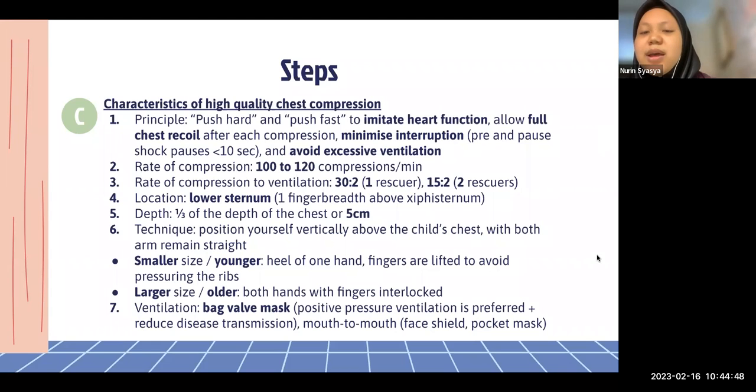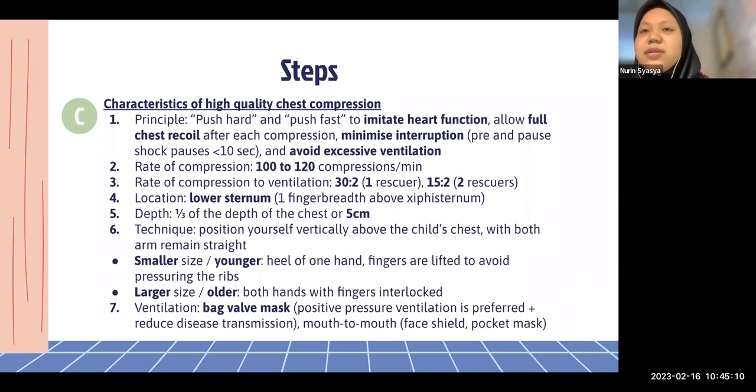did in adults. And then for ventilation, we may use a bag valve mask, which is much more preferred because according to the latest guideline, positive pressure ventilation is much preferred, and it will reduce disease transmission. And then we may also use mouth to mouth if there is no bag valve mask available. And if there is a face shield or pocket mask, you can use it also.